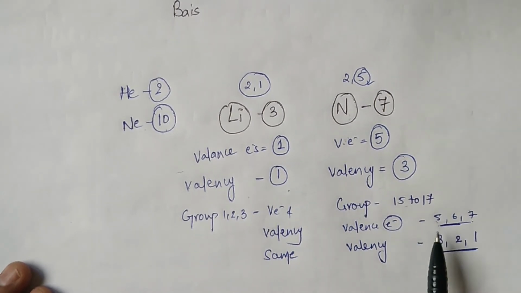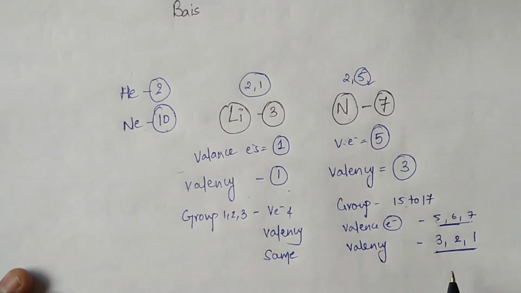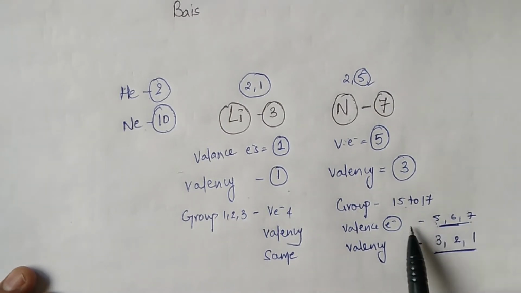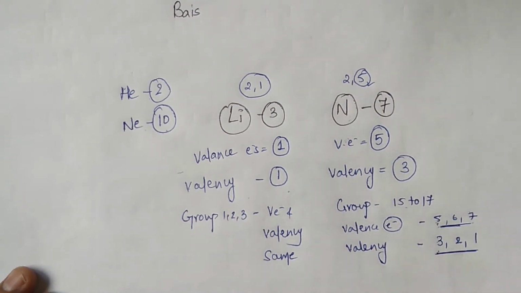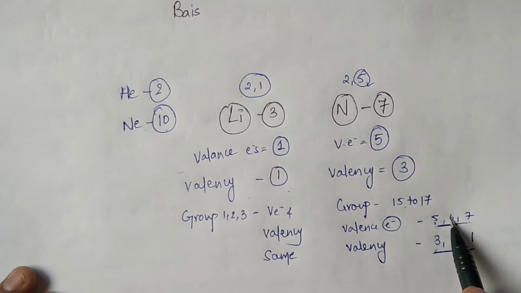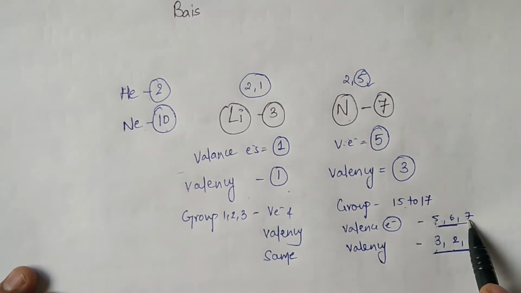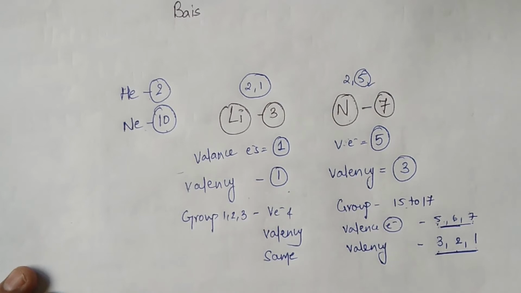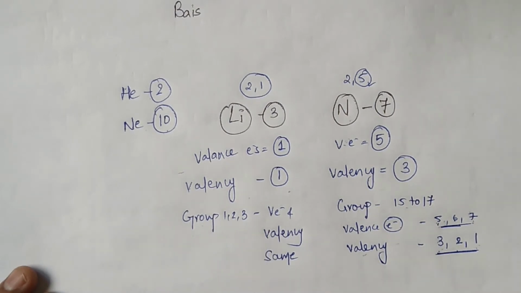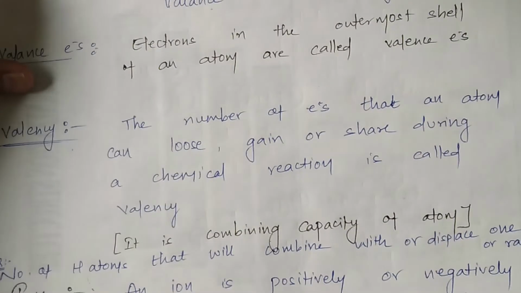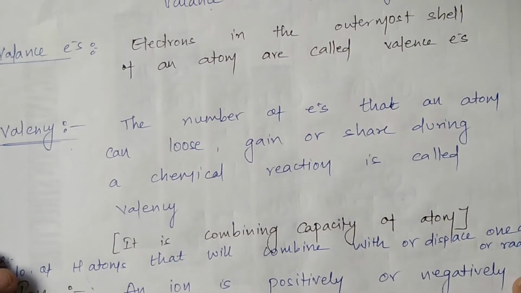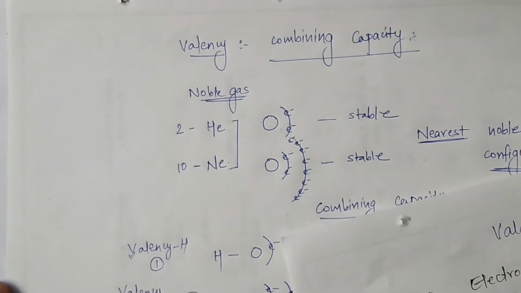So every atom tries to acquire 8 electrons in its valence shell. So if these non-metals have 5 electrons in their valence shell, they will tend to acquire 3 electrons. If they have 6 electrons, they will acquire 2 electrons. If they have 7 electrons, they will acquire 1 electron. So the valency will be 3 to 1, but the valence electrons will be 5, 6 and 7. While in groups 1, 2 and 3, generally the valence electrons will be the valency. Is that clear? Fine. Now we switch to one more.